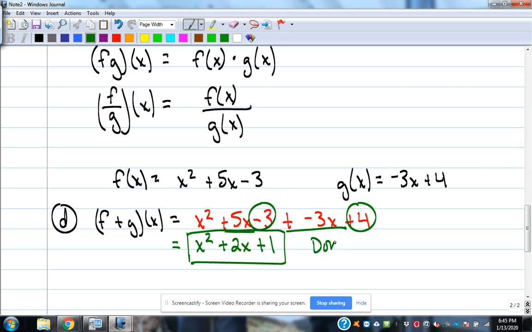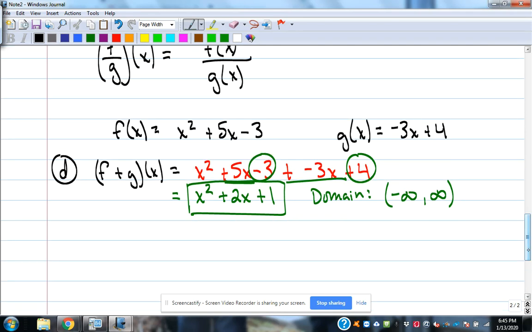What's the domain of that? All real numbers, negative infinity to positive infinity. It doesn't have any of the red flags, so that's why it's all real numbers. Doesn't have a square root in it, doesn't even have a fraction in it, so we can't have the division by a variable. Okay? Easy enough.